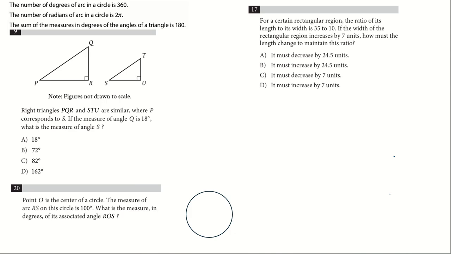Right triangles PQR and STU are similar, where P corresponds to S. If the measure of angle Q is 18, what is the measure of angle S? So it kind of gives you a similarity statement, but I still like to write it out just so I'm clear. And then I like to stack my letters. Now I like to stack these for similarity and congruence so that I can see what vertex is going to correspond to another vertex or whatever side corresponds to another side.